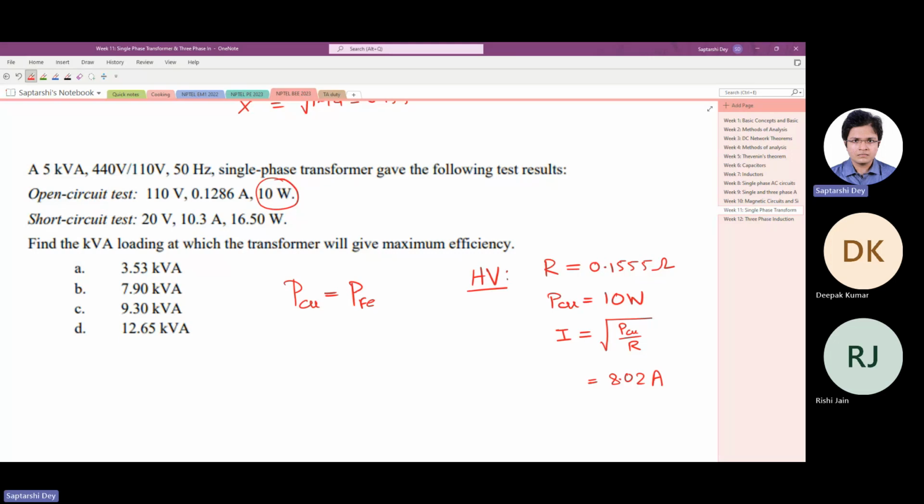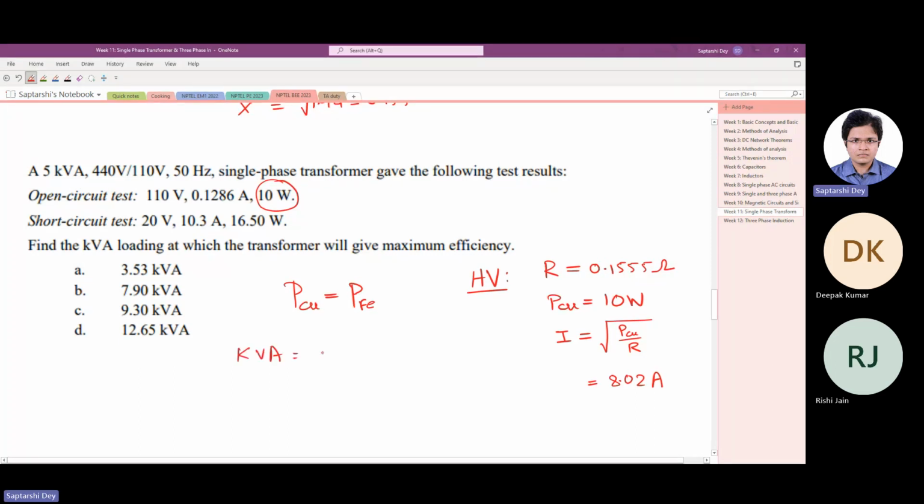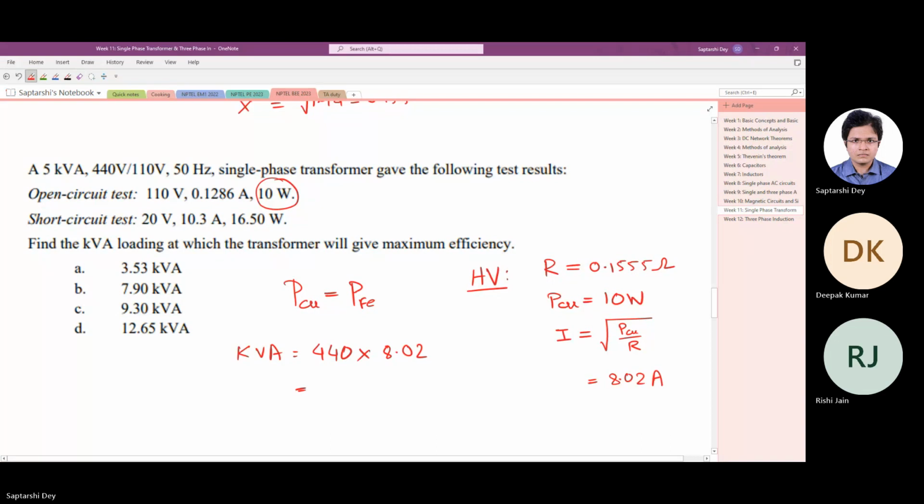Now if that is the current flowing at the high voltage end, and high voltage is 440 volt, now we can find out the kVA. It's simply 440 times 8.02 ampere by 1000.